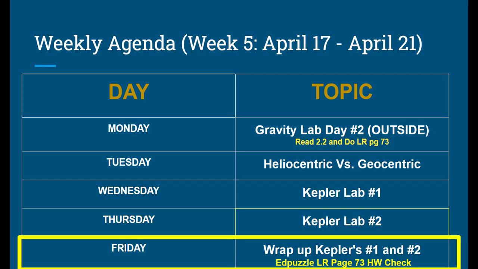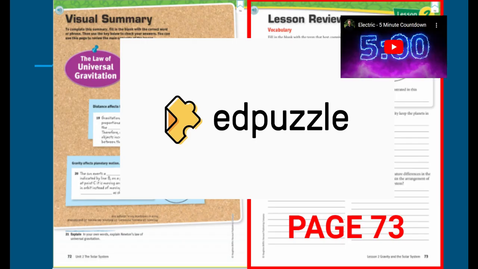Today we are wrapping up Kepler Lab 1 and probably starting 2. There is an Edpuzzle that's due today, so if you are at home and you have not showed me your lesson review yet, you could take that Edpuzzle and then just show us your completed page 73 when you get home. Remember, if you don't have your book, the digital copy is linked in Google Classroom right at the top, so you can access that.